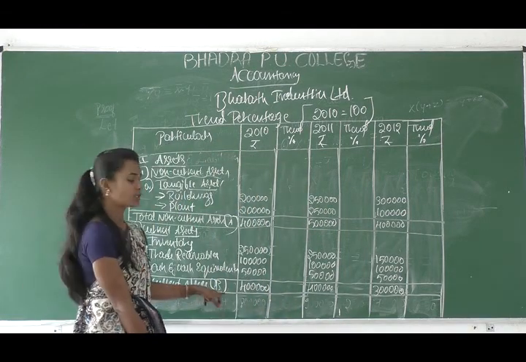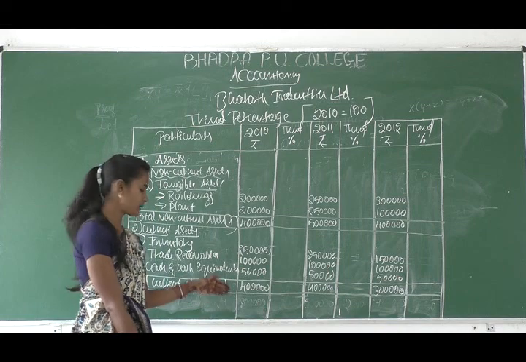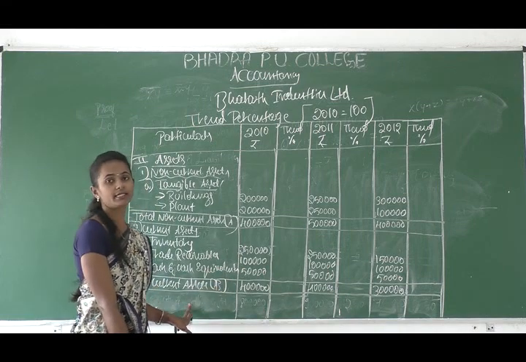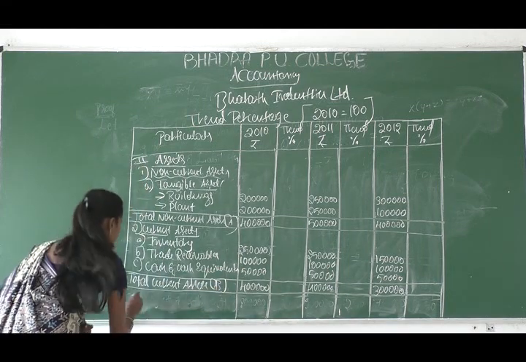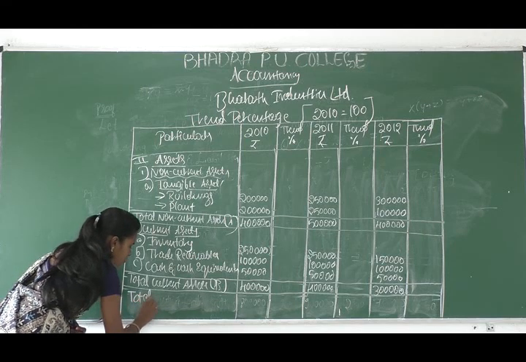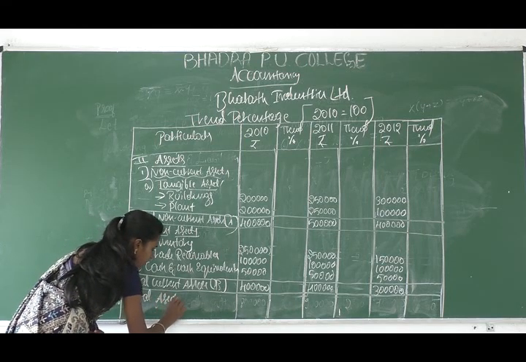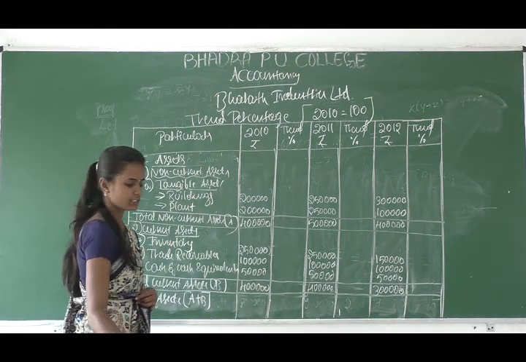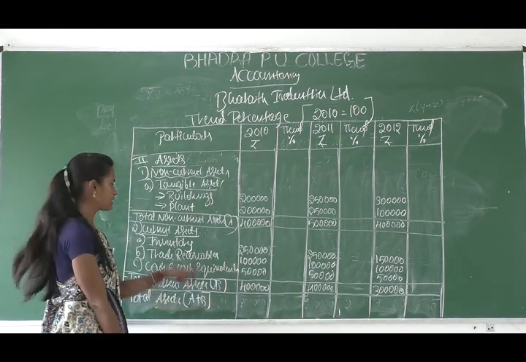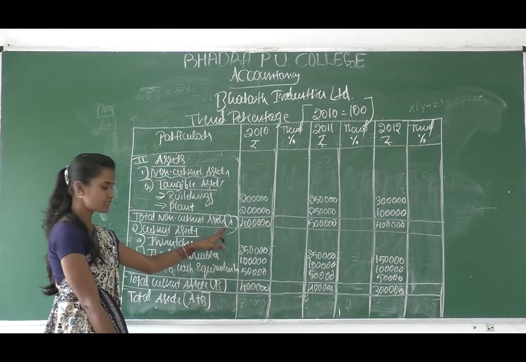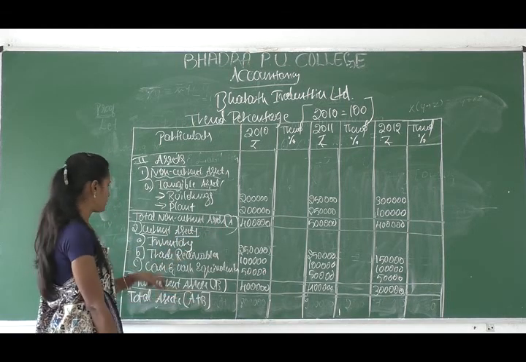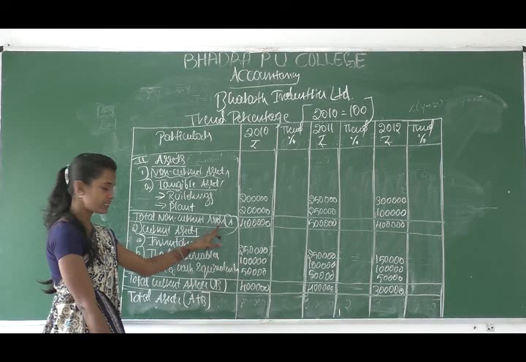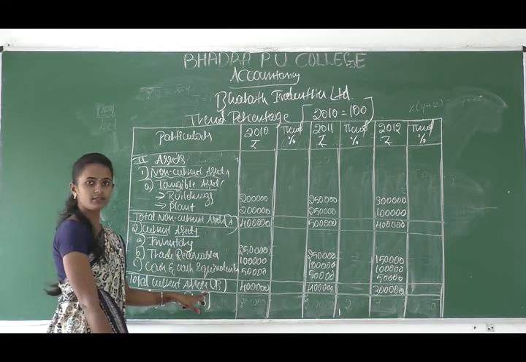Yes, this is our total current assets. Finally, lastly we will get our total assets. I am taking here total assets within the bracket A plus B. A plus B is a combination of A and B, where A is total non-current assets and B is total current assets.